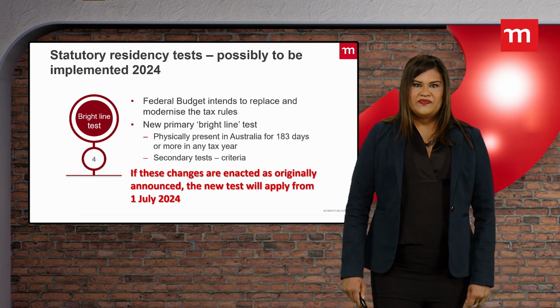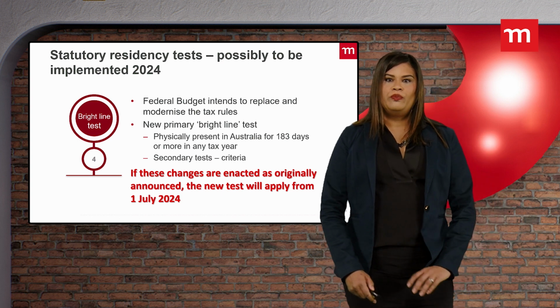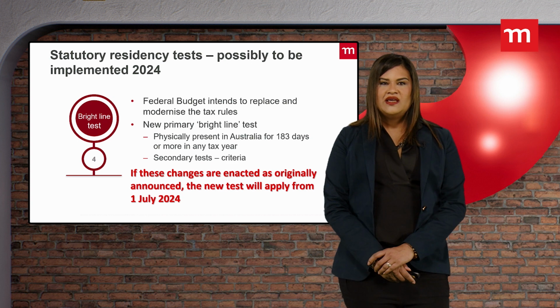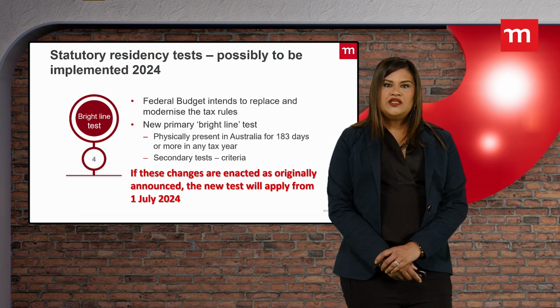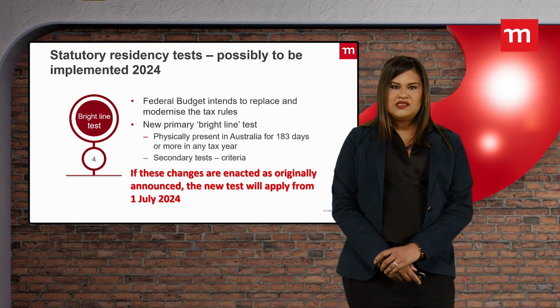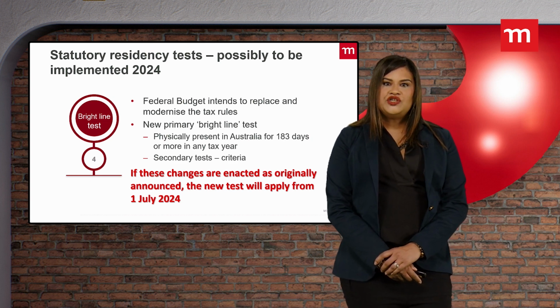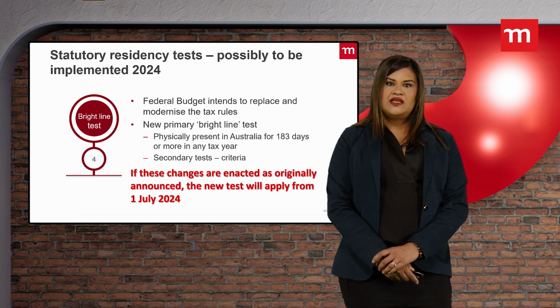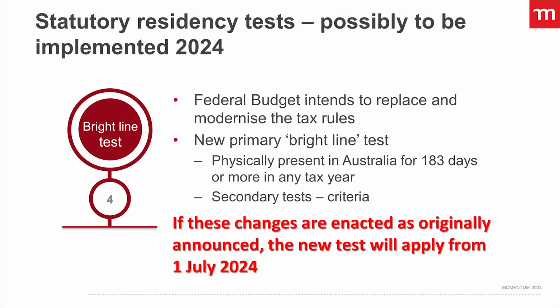The Bright Line test. The then Australian government announced in its 2021-2022 federal budget that it will replace and modernize tax rules for determining individual tax residency. There has been a change of government since this was first announced, and it remains unclear whether the proposal will proceed. However, if the measure is enacted as originally announced, there will be a new primary Bright Line test, where the individual will become an Australian tax resident if they are physically present in Australia for 183 days or more in any tax year.